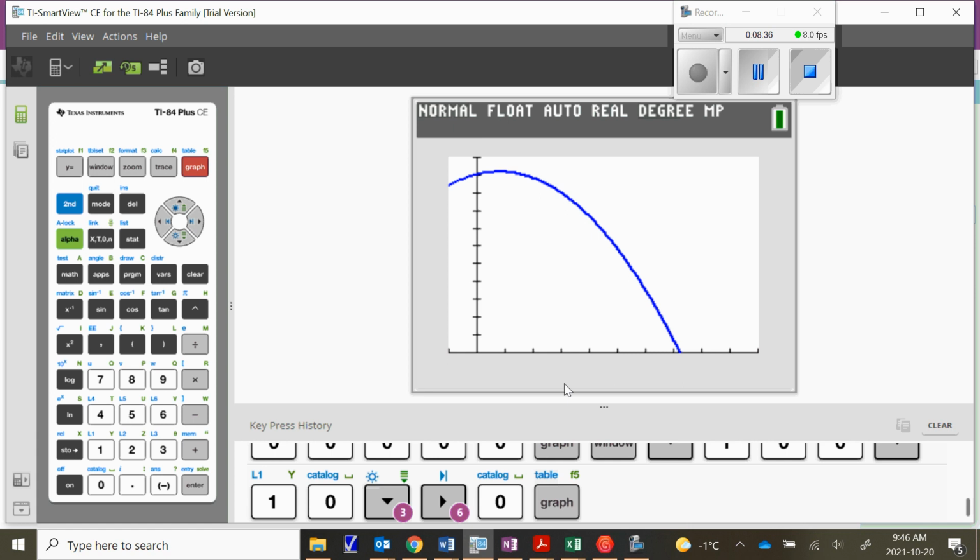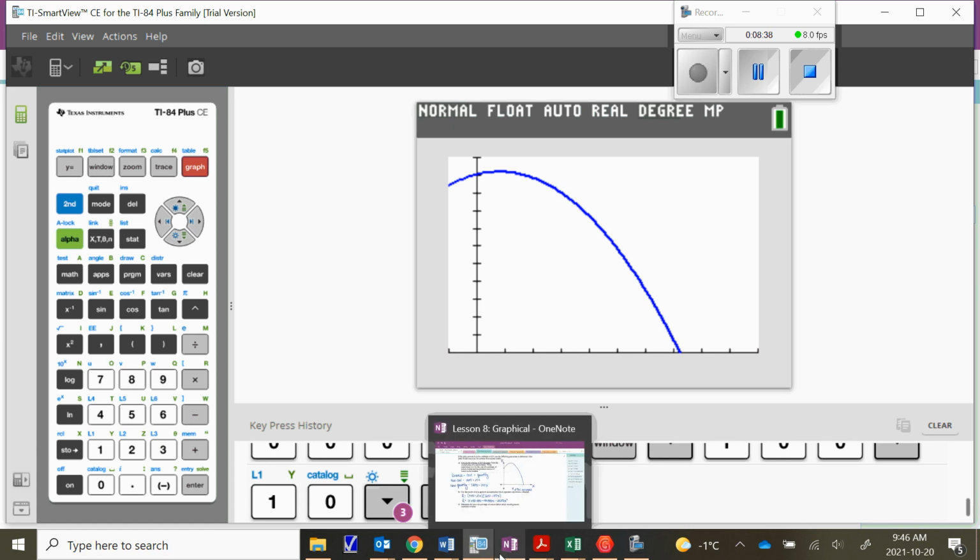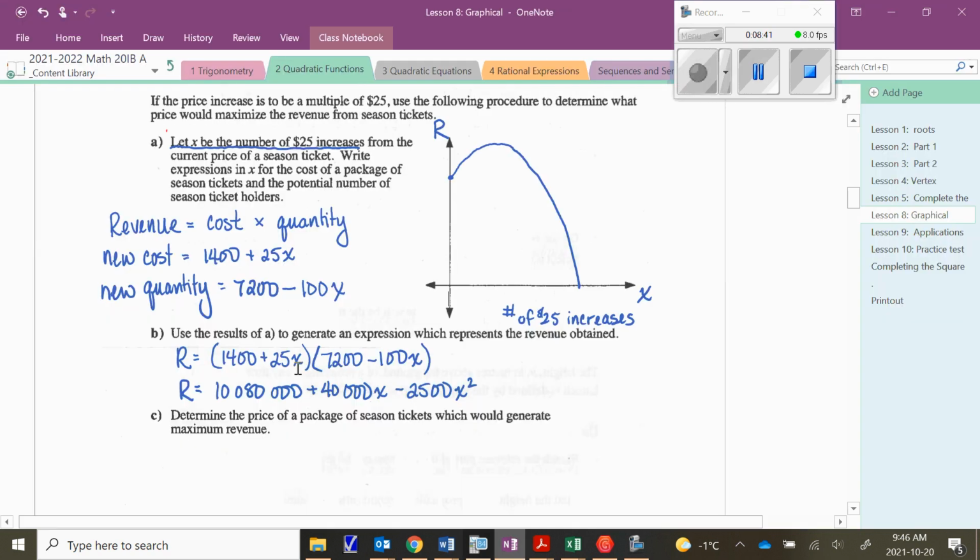So let's go back and take a look at these questions then. It asks us to determine the price of a package of season tickets that would generate the maximum revenue. So when we look at this, we know that the maximum occurs right about there, and so that is going to be our vertex. We can obviously have our calculator do that for us, but good practice right now, perhaps, to complete the square. So please take a moment, hit pause, and work on completing the square.